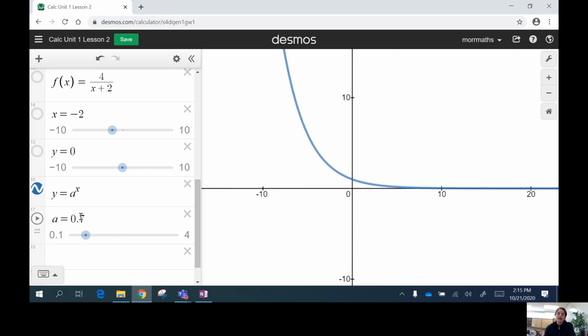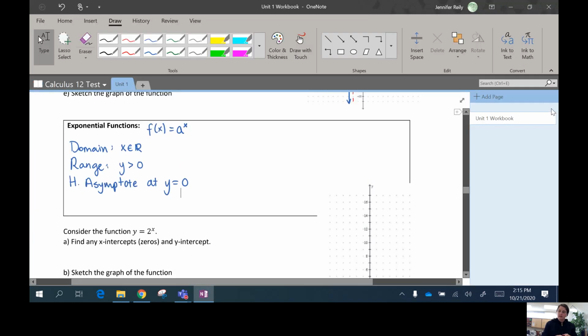That's because if you have a decimal number less than 1, when you do an exponent with larger and larger x values, larger and larger exponents, the answer gets smaller and smaller. So if a is greater than 1, the base number is greater than 1, the function is increasing. If a is less than 1, the function is decreasing.